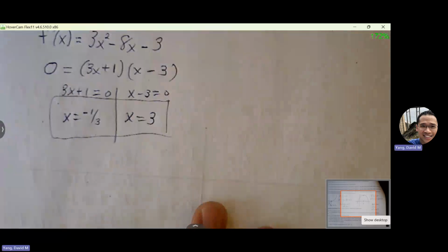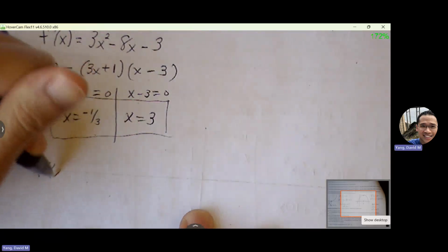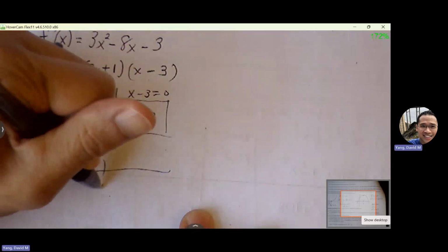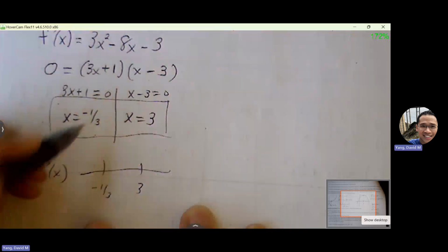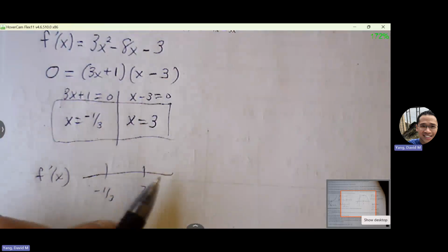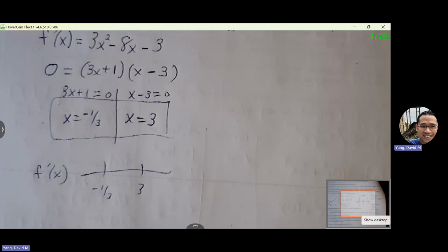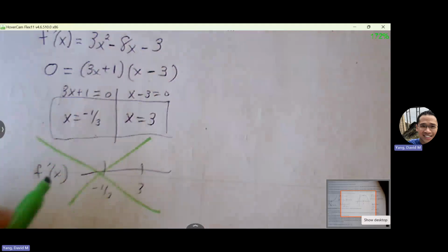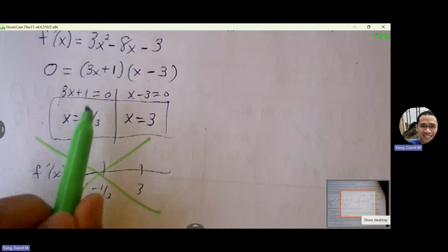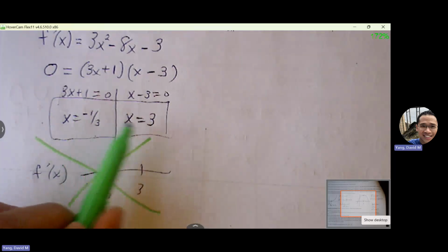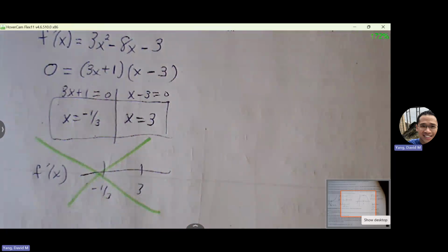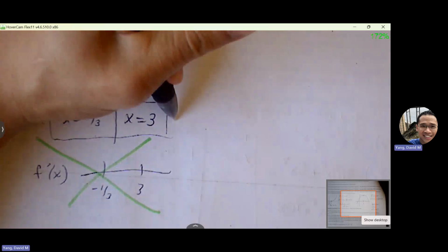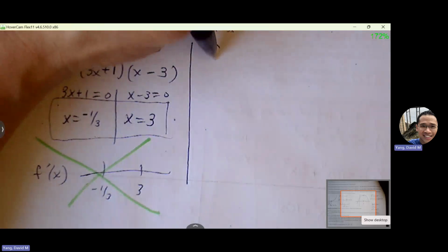Now, normally we would do this, right? Normally you would create an f prime sign line, and then you would plug in negative 1/3 and 3, look at your arrows, and your arrows will tell you whether we have a relative max or relative min. But this is not the path we're going to go down. This would be the first derivative test. We're going to go through a different process to determine if these are maxes and mins, and that process requires us to build the f double prime function.